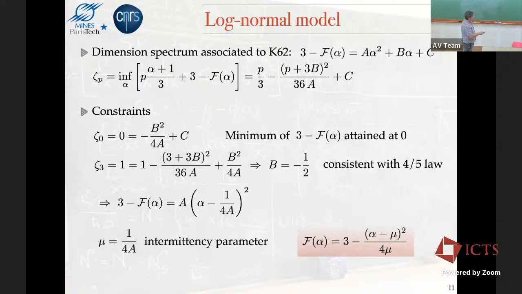Having a form like that means that there is a single parameter, this capital A, which is usually recast by introducing this mu, which is just 1/4A. This mu parameter is usually called the intermittency parameter of our distribution of velocities. So you see that the dimension spectrum of our distribution takes this very simple form, which depends on a single parameter. If we have a log normal distribution, so if we take a parabola for our large deviation form, then what we get is this formula with a single parameter.